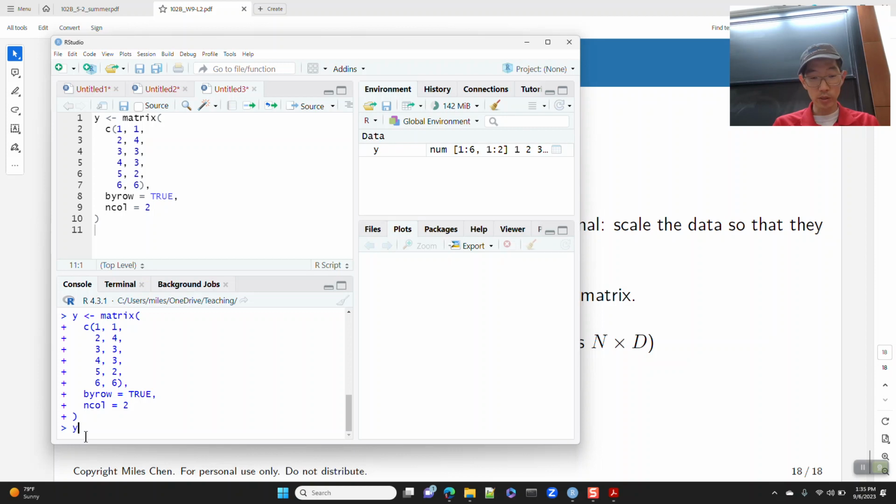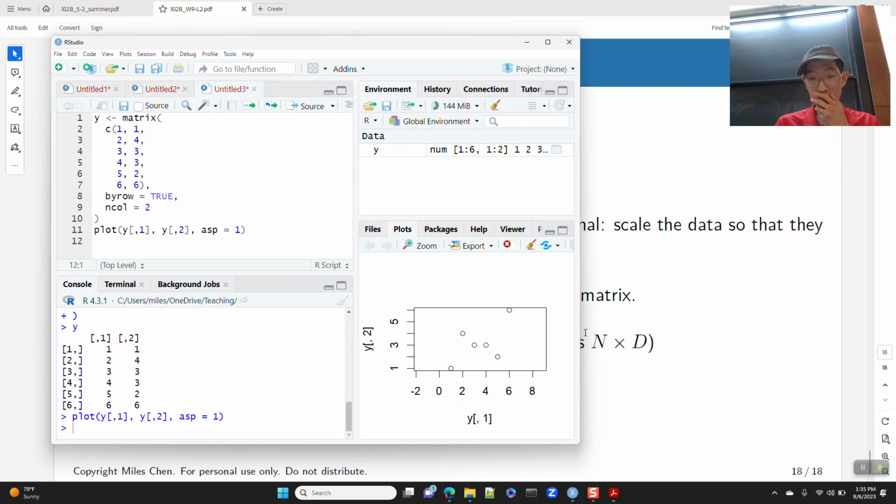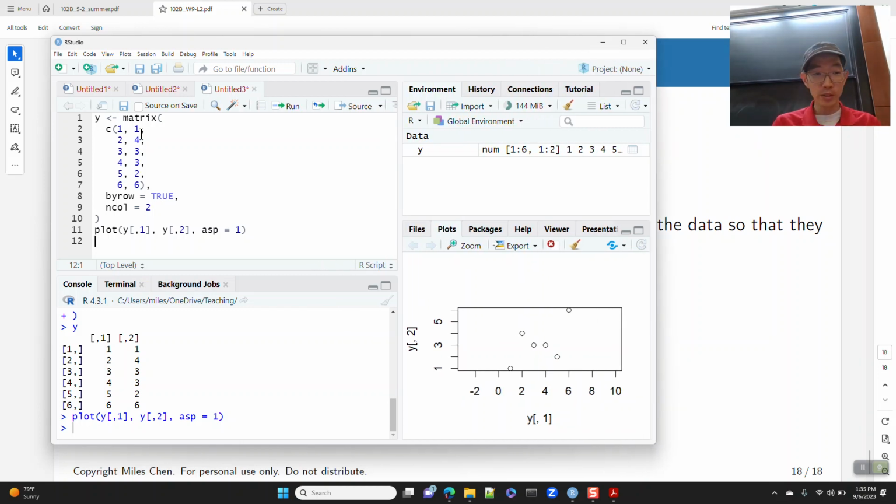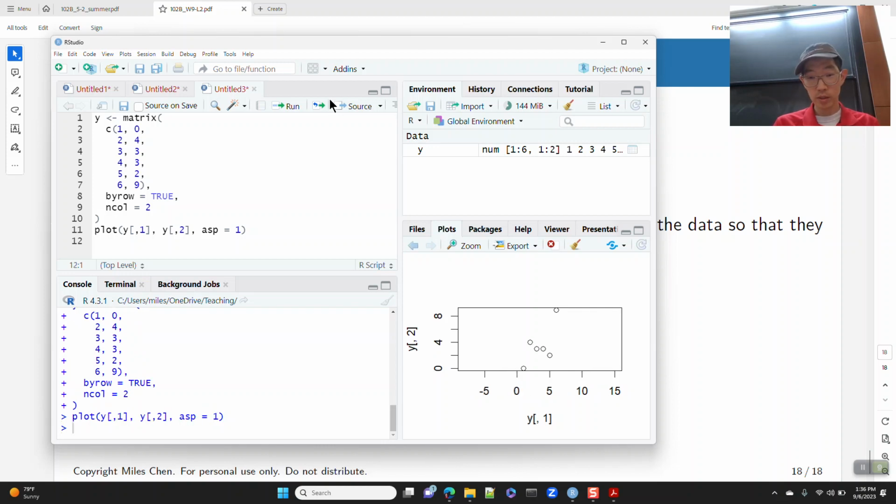Okay, so this is my y matrix, and I'll go ahead and plot y1, y2. Maybe this isn't so great. Let's make this a little bit more extreme. Let's do 0, 6, 9. Okay, so here's our data, and we're going to try to find a rotation of this.